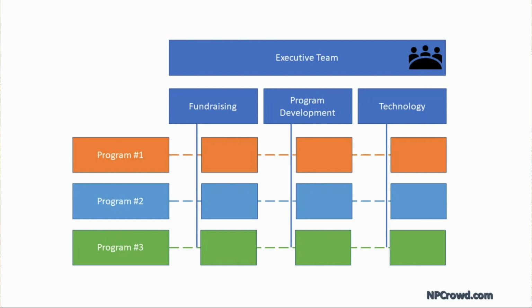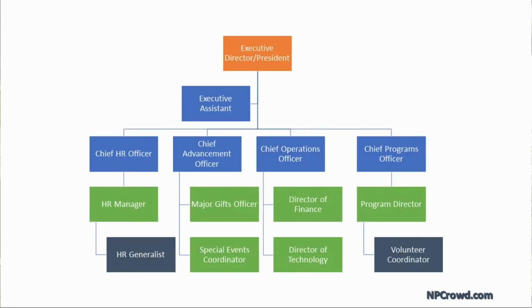The third type of org chart is a matrix org chart, and this represents either a matrix or a cross-functional organizational structure. It is really good at providing clear accountabilities and lines of communication, both vertically and horizontally. I really love the way that it's represented here in a matrix org chart.